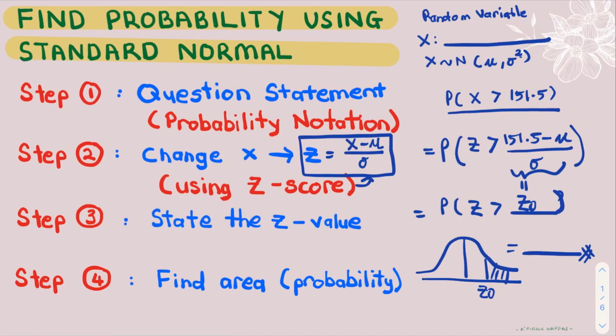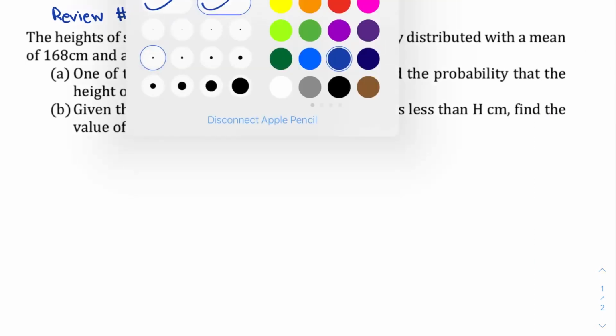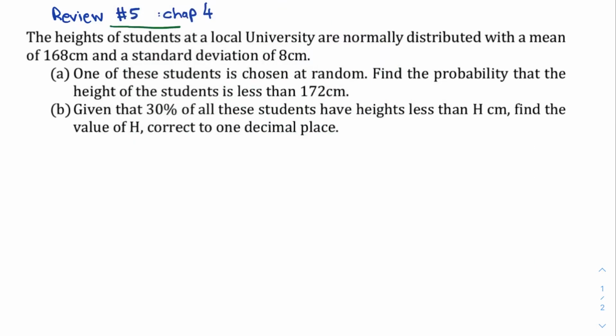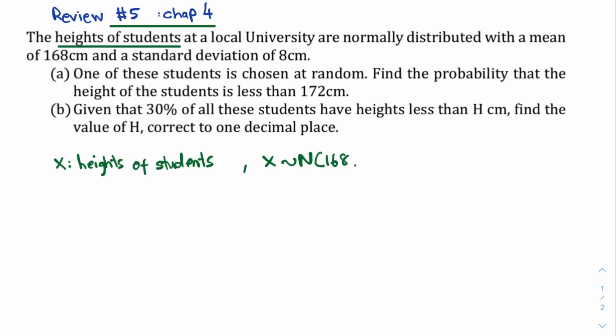Okay, now let's look at one example from your homework exercise. The review exercise number 5, chapter 4. Okay, now you are talking about the height of students. So X is the height of students, and it is normally distributed with the mean 168 and standard deviation 8. So X having a normal with 168 cm with a standard deviation 8, but again you put the variance 8 square.